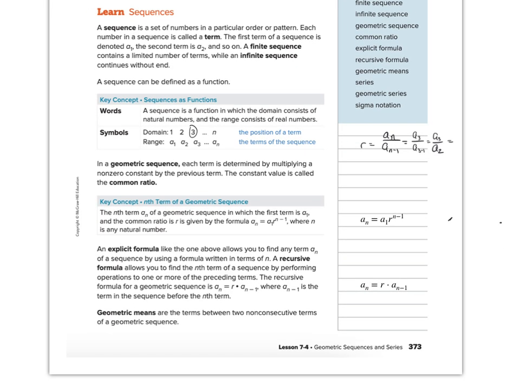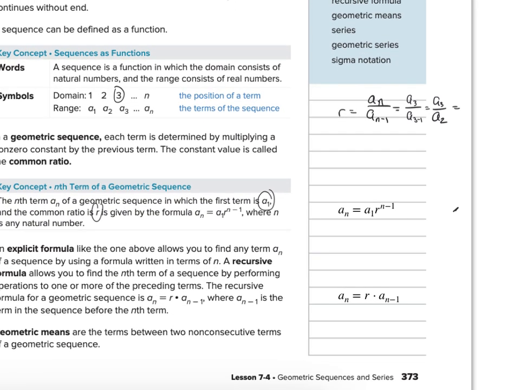The nth term of a geometric sequence in which the first term is A1 and the common ratio is r is given by the formula a_n = a_1 times r raised to the n minus 1 power. What does that mean? Again, a_n is just saying some future number. How do I find it? Well, I take the first term and I multiply it times the ratio raised to the power of those terms. So we'll get some practice in that.